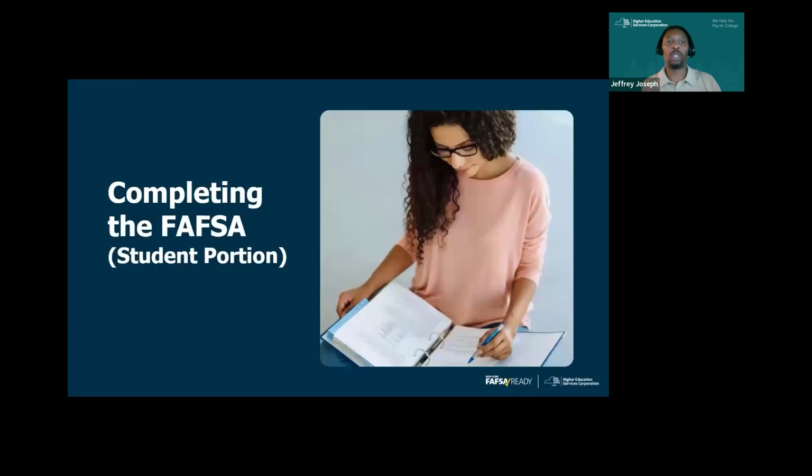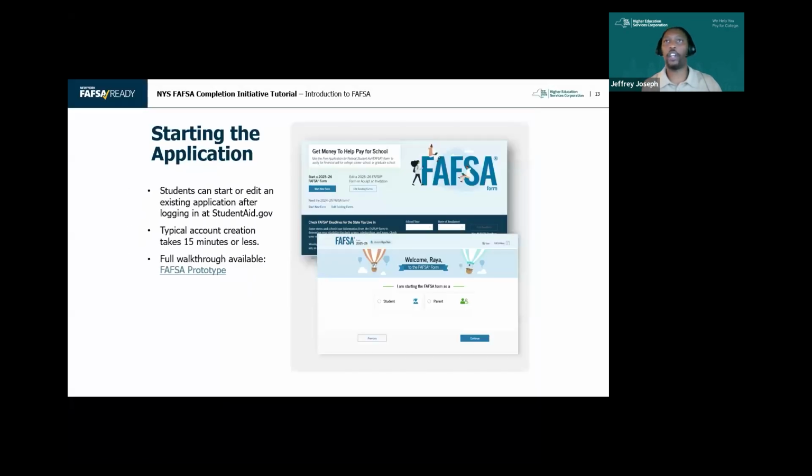Now, when the student goes to complete a FAFSA, they're going to start here at student.gov. Students can start and edit the application after logging in at student.gov. Even after the student has completed it, this is where they'll go to edit their form or to make adjustments to their form after it's processed. Students need a student.gov account before they start the FAFSA. If a student does not have a student.gov account when they come into your office, they likely will not be able to fill out the FAFSA in that sitting.